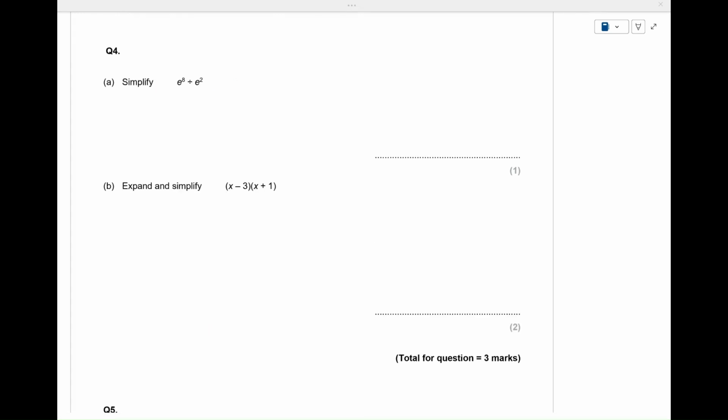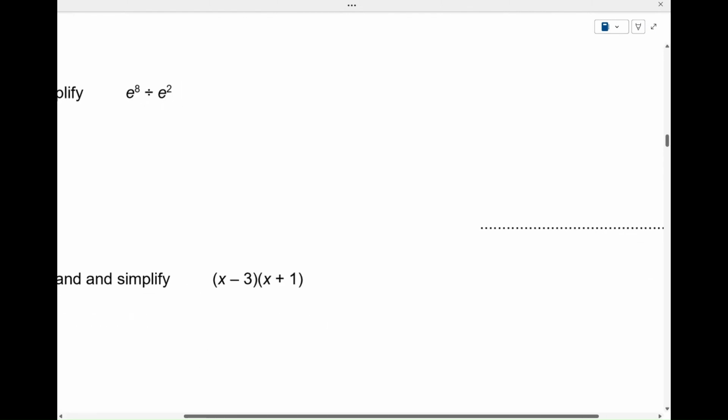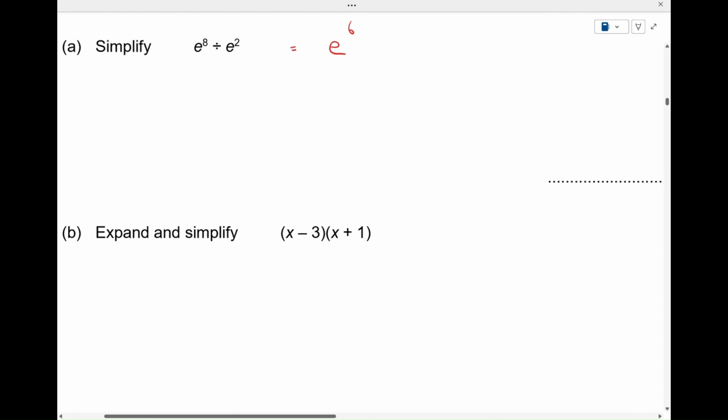Question 4, simplify. And look at this, I'm dividing. I've got powers there, so when I divide, you subtract the powers. So that's going to be e to the 6.